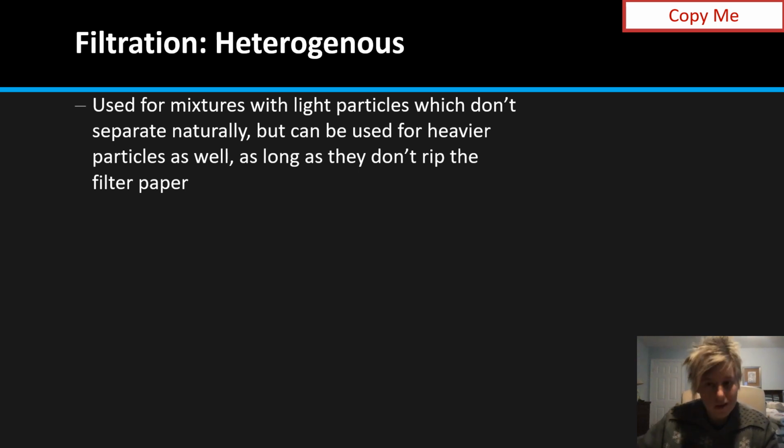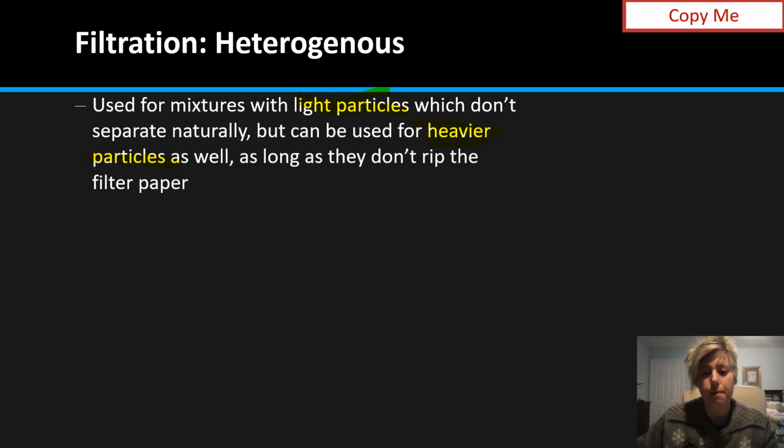With filtration, most of the time you use it for anything that has light particles, but sometimes you can use it where you have heavier particles. But you have to be really careful that they're not too heavy and rip the filter paper. Because if they rip your filter paper, then you haven't filtered anything. You just have your substance remixing again.